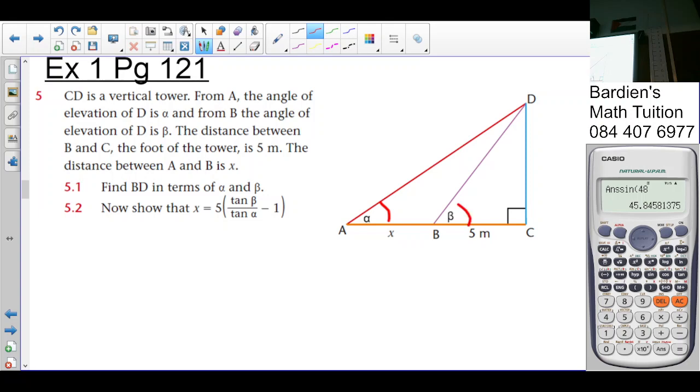The distance between B and C, which is the foot of the tower, is 5 meters. The distance between A and B is x. Find BD in terms of alpha and beta. If they're looking at BD, as you can see, that's basically the link between the two triangles.